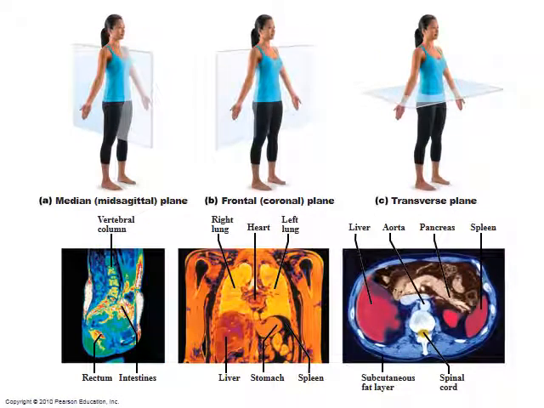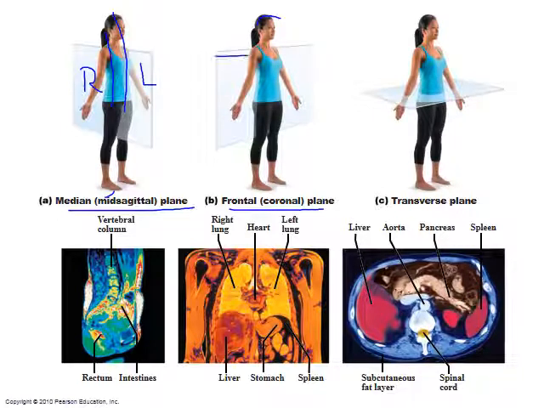So here's probably a better example than my little drawing. This is a median or mid-sagittal. They're cutting right down the middle, and you end up with a right half and a left half. This is a frontal. Again, mid-sagittal is if you cut right down the middle, but I could also make a cut here, and that would be just sagittal.